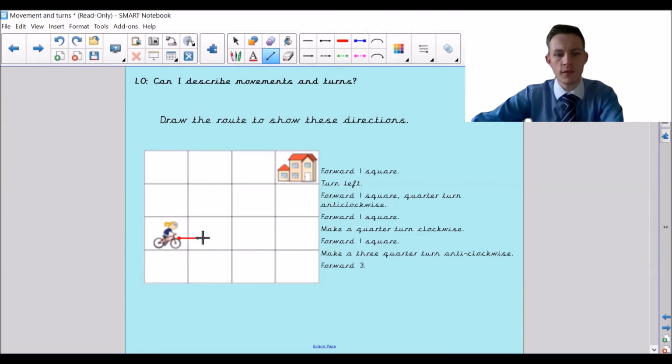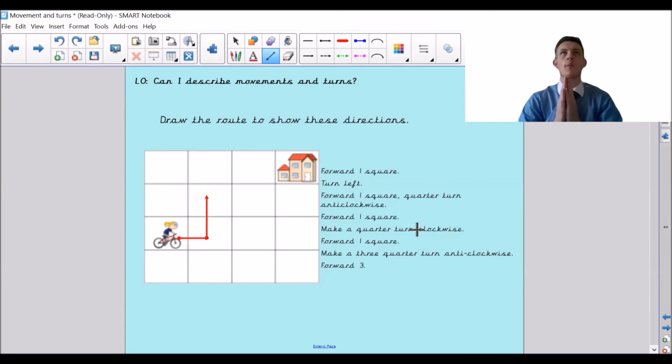Okay, so the first thing that you should have done is looking at our first instruction, it's forward 1 square. So, starting from the lady with the bike, you need to just go forward just 1 square. Then it says do a turn left. So that needs to go up. You need to go up facing. Then it says forward 1 square. So then we're up 1.